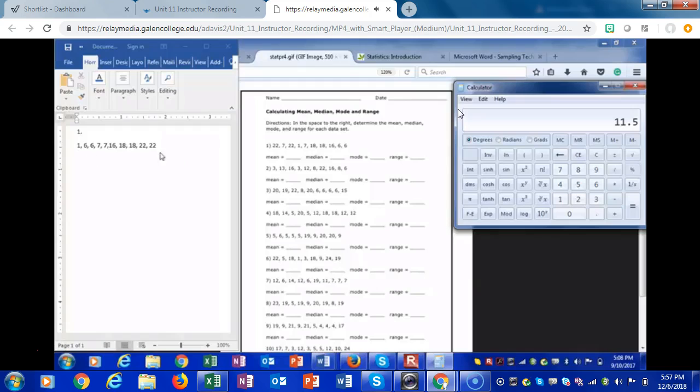All right, let's go to number 2. Let's go ahead and order these from least to greatest. Let's see, we have 3s. We have 2 3s. We also have 6 and 2 8s.